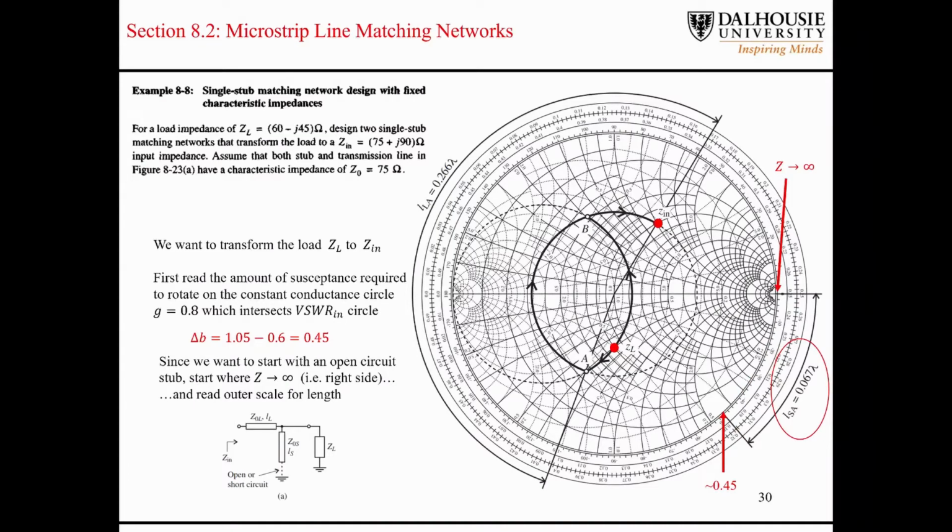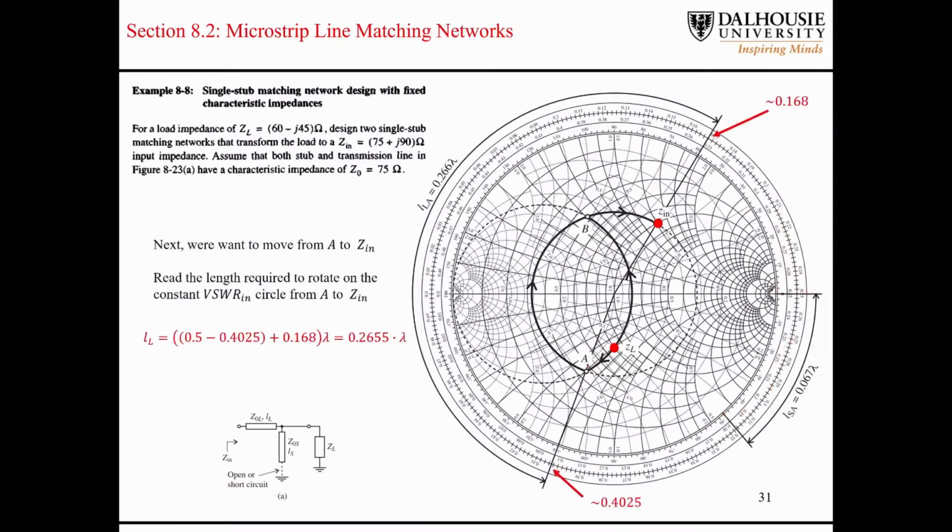Okay, so here we see it's 0.067, so where'd that come from? At this point here, we have 0.25, and at this point here, we have 0.317, and then the difference between those two values should be close to 0.067. So now that tells us the length of the stub required to transform the load impedance from this point on the Smith chart over to point A.